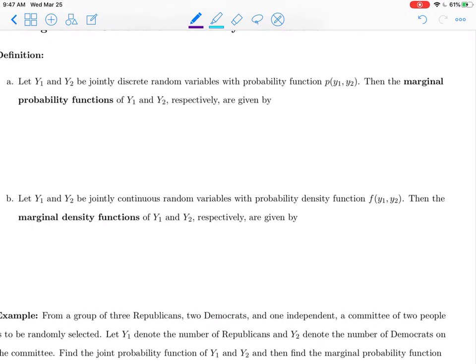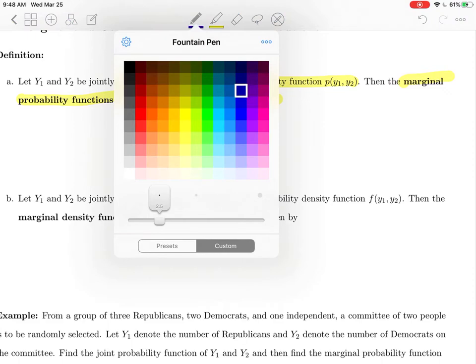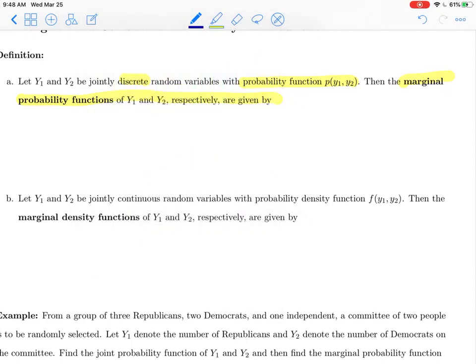A marginal probability function: here we are looking at jointly discrete random variables. If they have a joint probability function that is p of y1, y2, the marginal probability functions of y1 and y2 respectively are given by: our marginal probability function for y1, p1 of y1, is equal to the sum over all values of y2 of p of y1, y2.